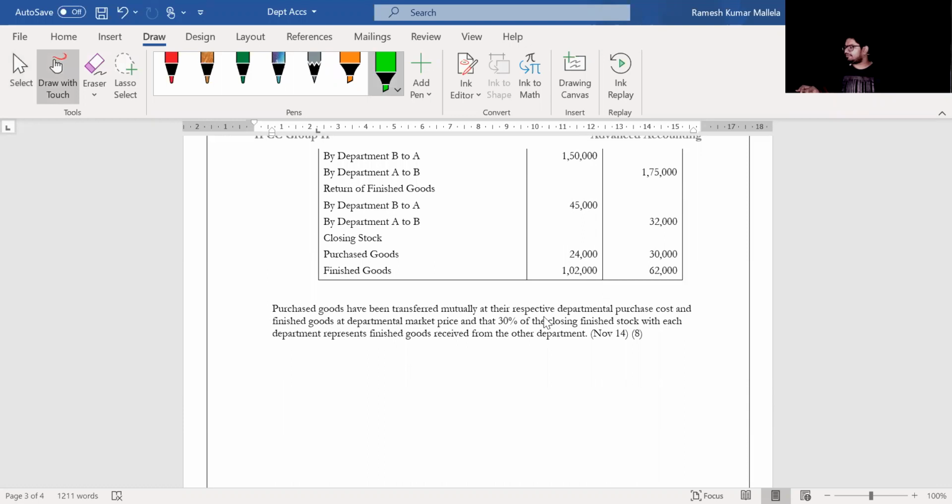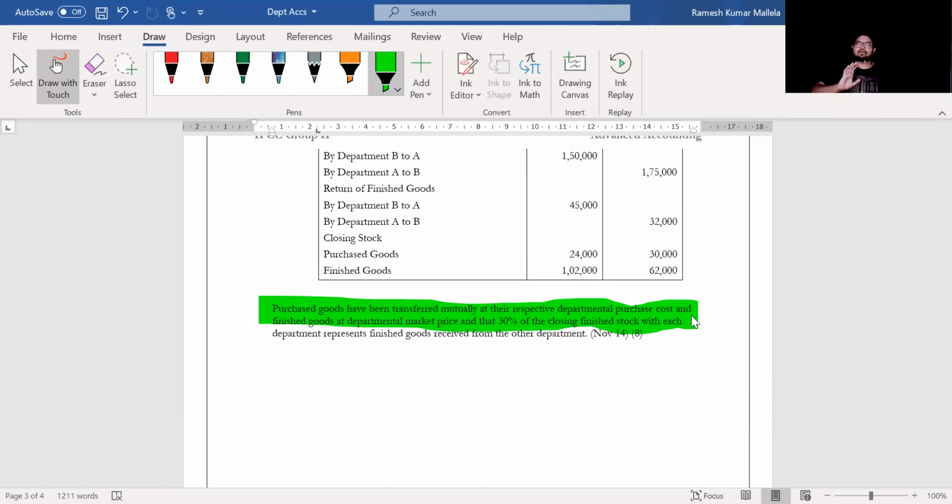Purchased goods have been transferred mutually at their respective departmental purchase cost. That means there is no profit markup at all in it. And finished goods at departmental markup price, and that 30% of the closing stock with each department represents finished goods received from the other department. That means out of 1,02,000 which I am stating as mine, 30% is from department B in department A. On that I should calculate the amount of percentage of profit. Okay. So now let us do that.